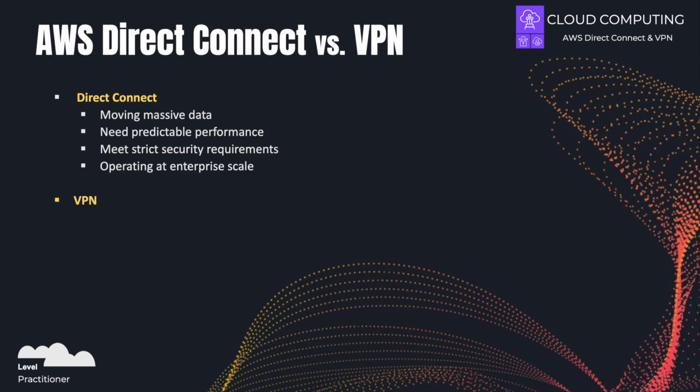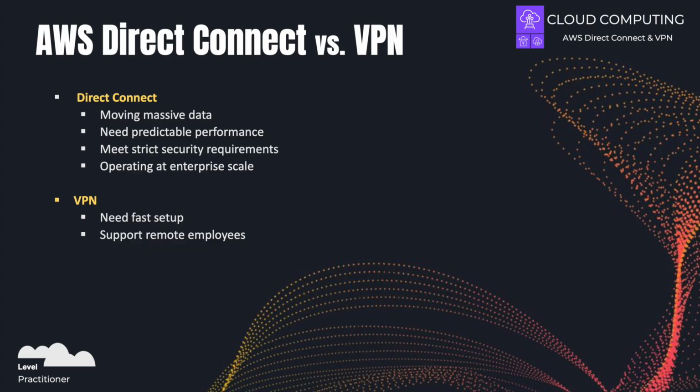And you can choose VPN when you need fast setup. VPN can be launched in minutes through the AWS console without physical cabling, making it great for urgent, temporary, or proof-of-concept projects, or for the times when you want to support remote employees, because VPN is ideal for staff working from home, traveling, or in branch offices. Since it encrypts their traffic and gives them secure access to AWS resources, it's considered a good solution.